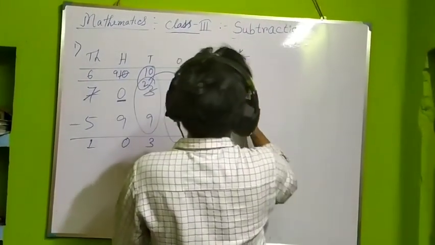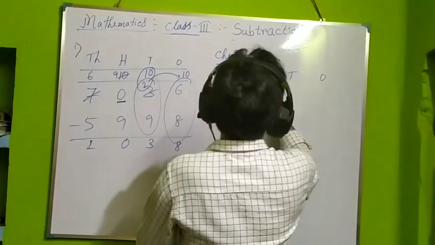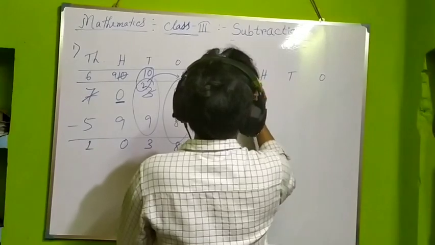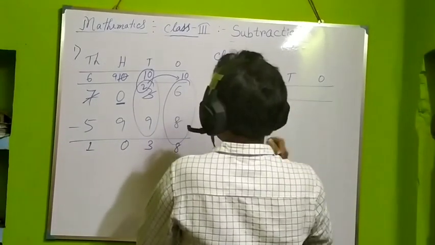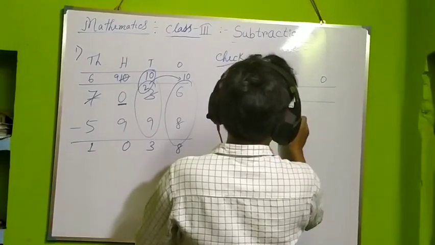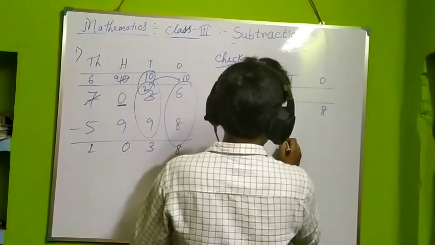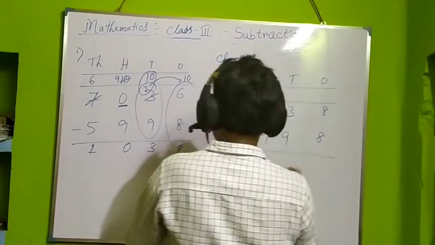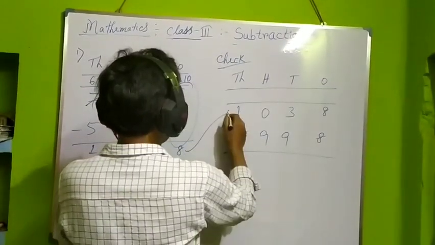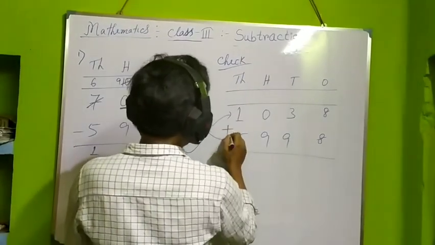Check. At first you write down ones, tens, 100, 1000. Then you write down at first 1038, then 5998. You can see this number is written here and this number is written here. Then you give the plus sign.